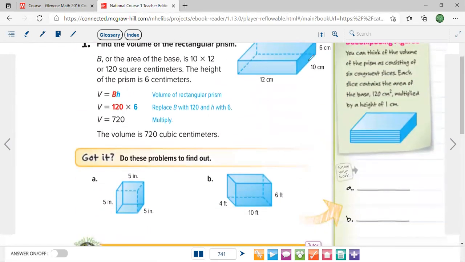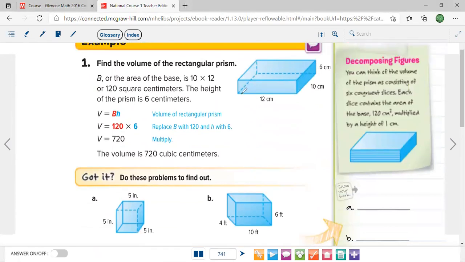Let's find out what is the volume of this figure. So the same rule, length times width times height, very easy, just multiply 10 times 12, 120, 120 by 6, 720, and so on.